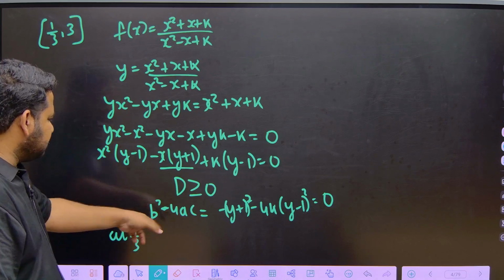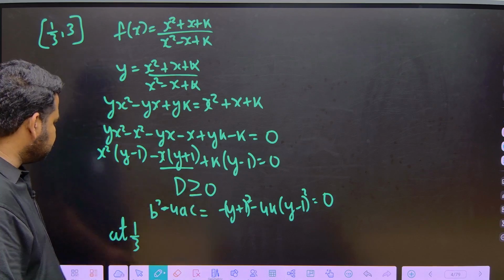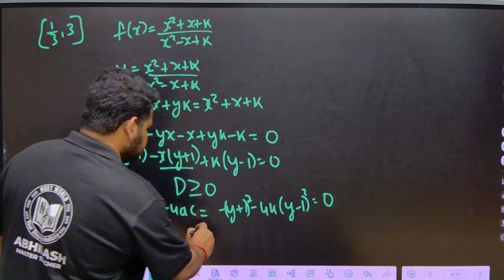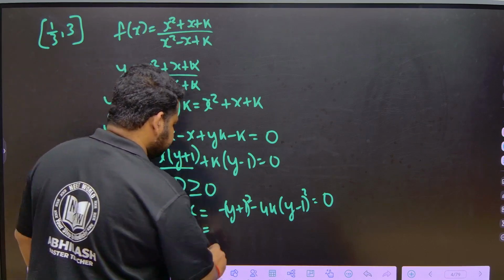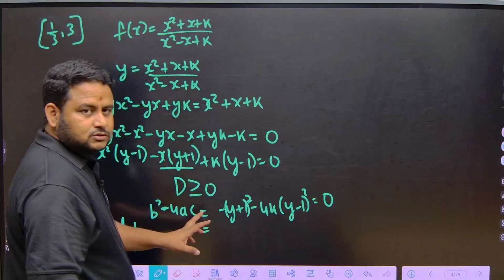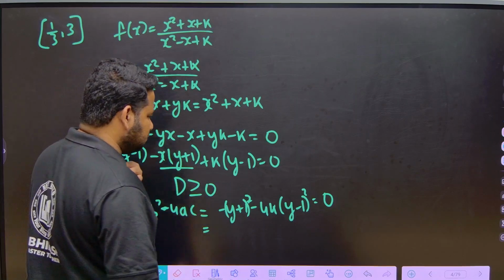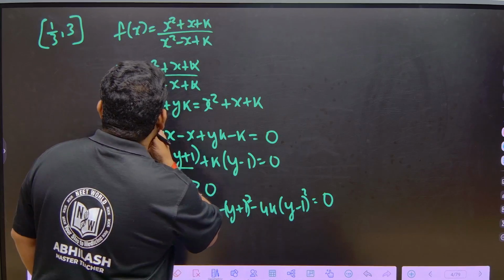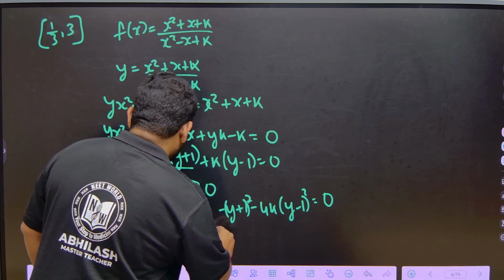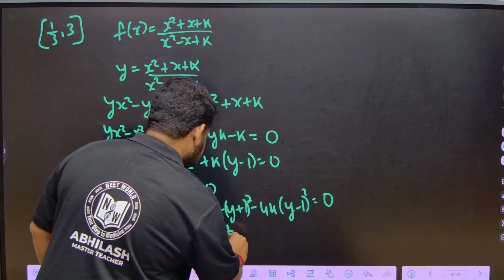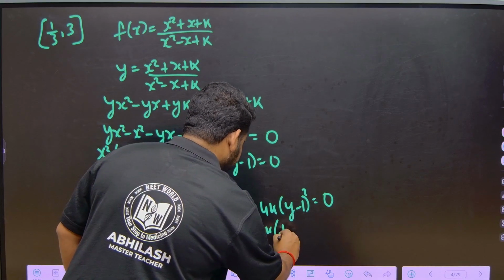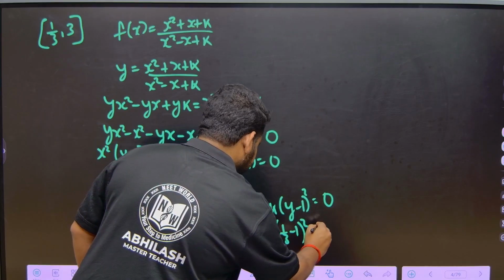So, if I put the value of this at 1 comma 3, what will happen to this function? First let me find out this one. This will become equal to 1 by 3, right? So y is given. This will become equal to minus 1 by 3 plus 1 whole square minus 4k into 1 by 3 minus 1 whole square is equal to 0.